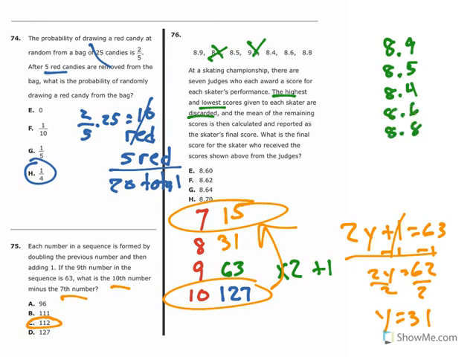I don't know, tenths, hundredths, thousandths. My choices all have that. Well, 2 of them have tenths, 2 of them have thousandths. So I'm just going to take the other pieces, right?